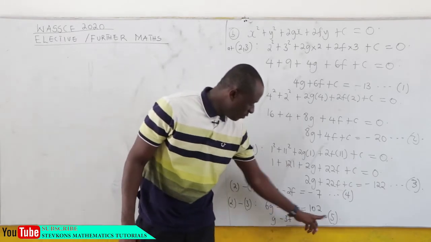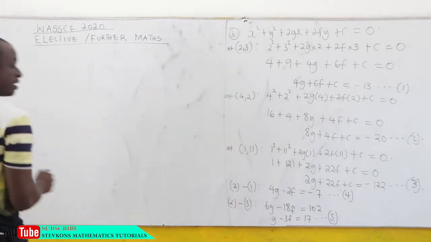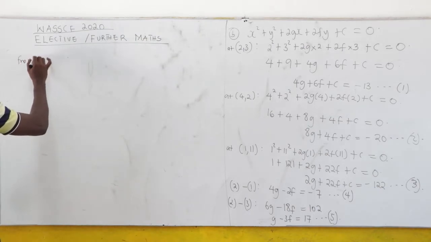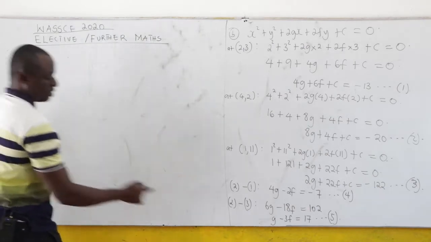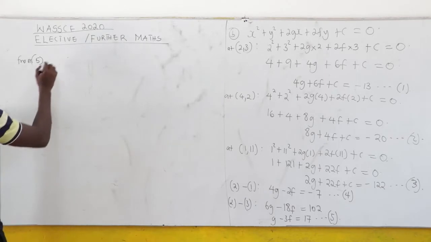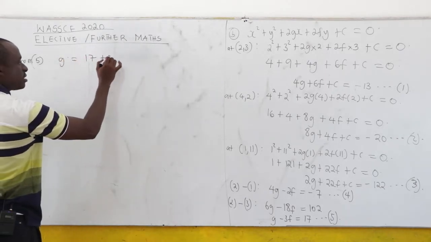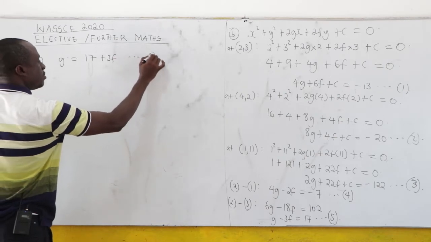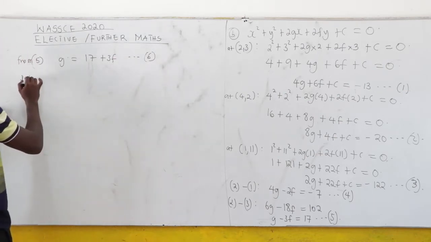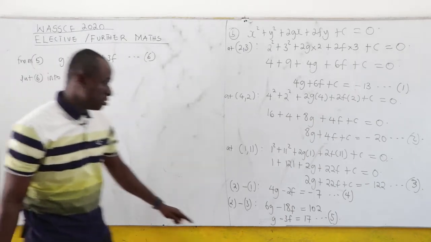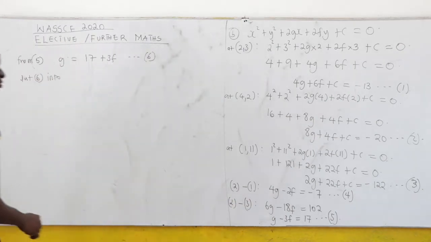Now from equation 5, let's make j the subject. So our j will be equal to 17 plus 3f. And this will be our equation 6. So you can say put 6 into 4.